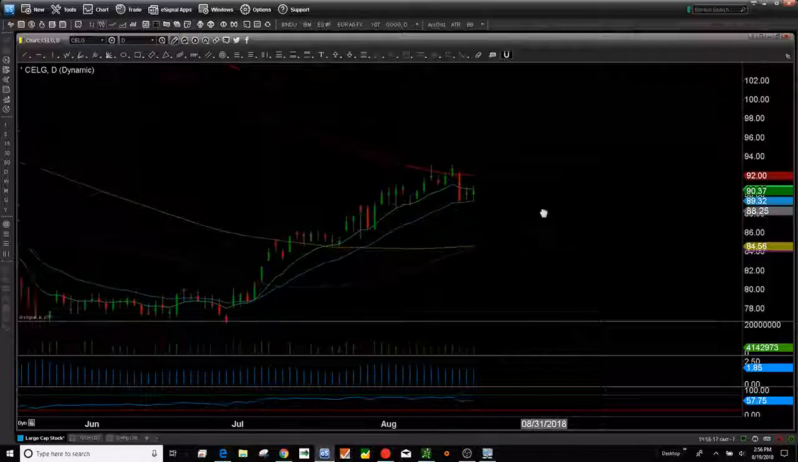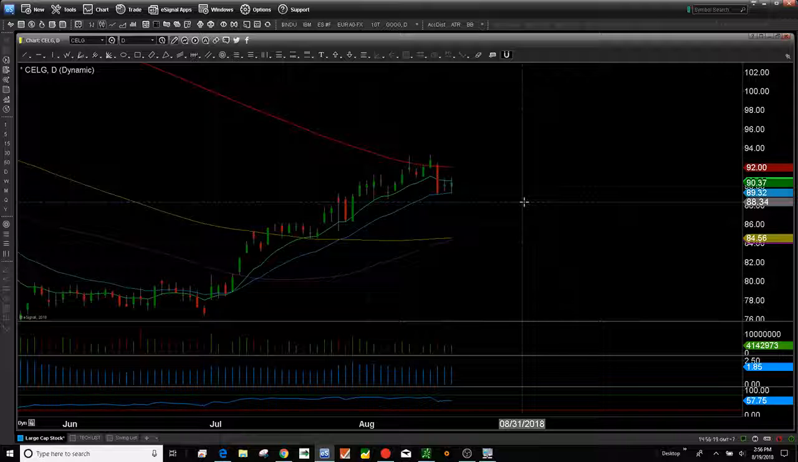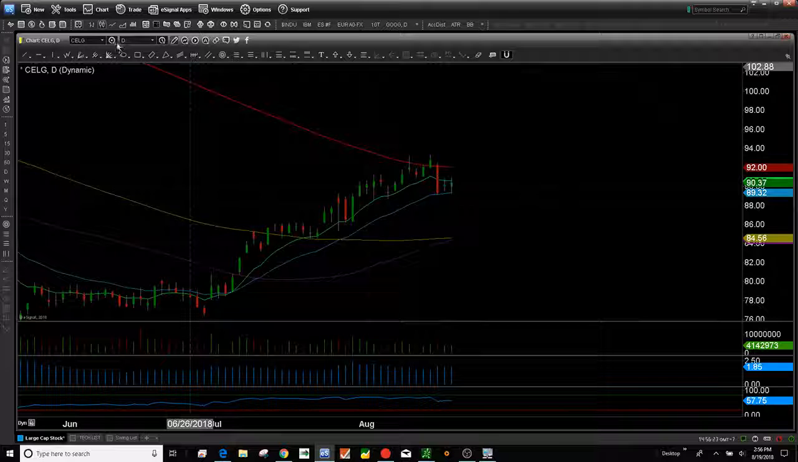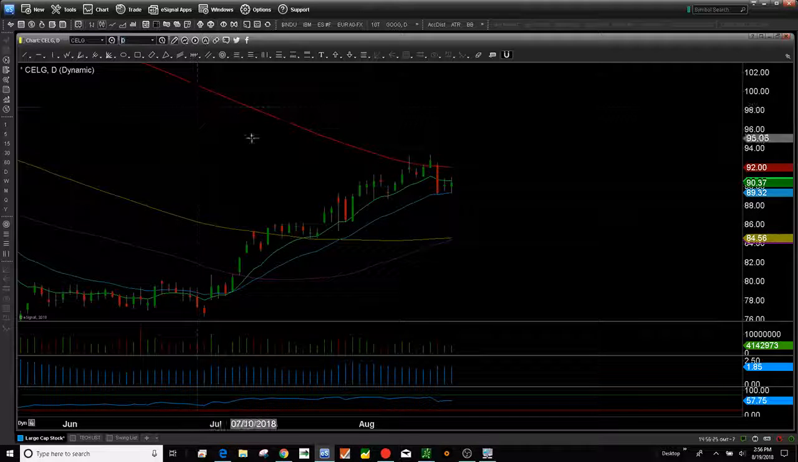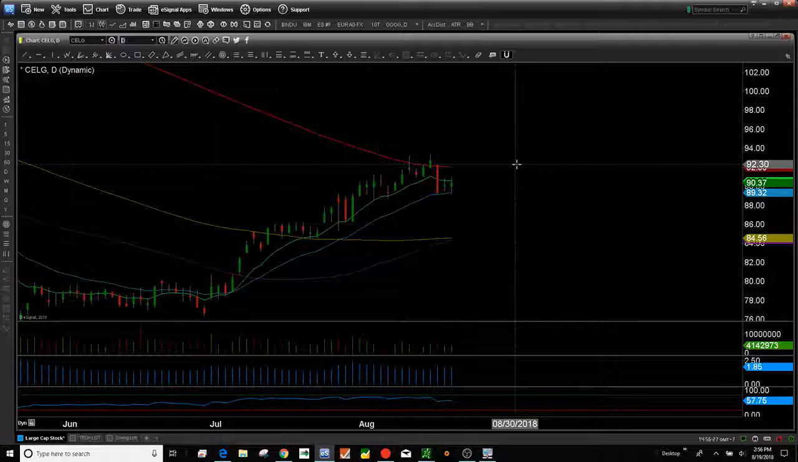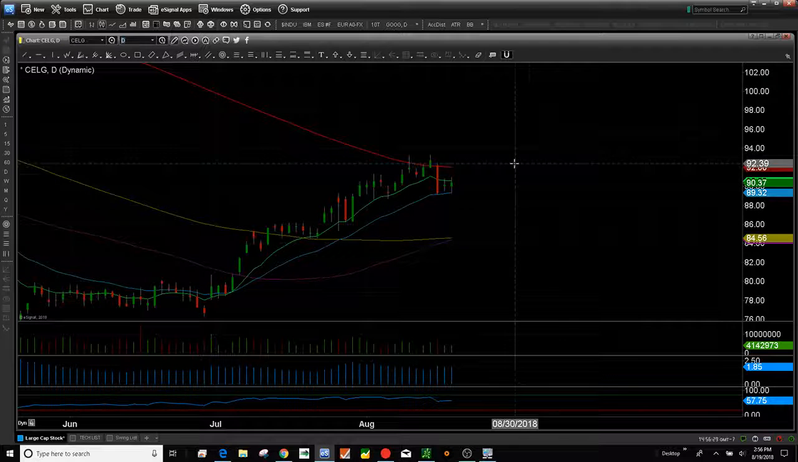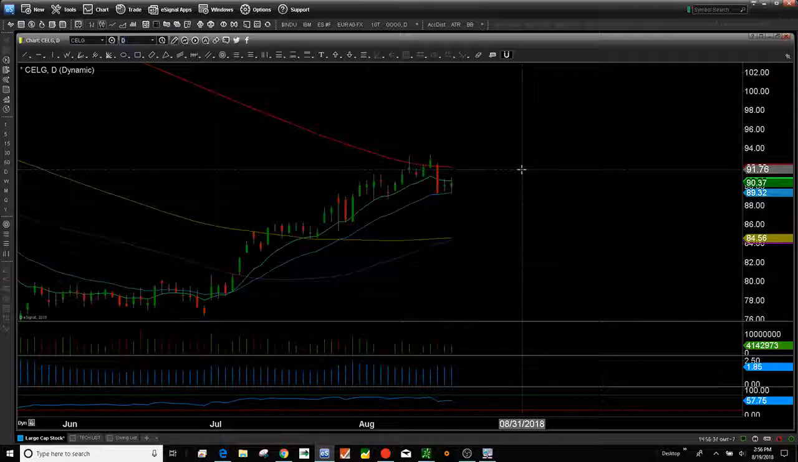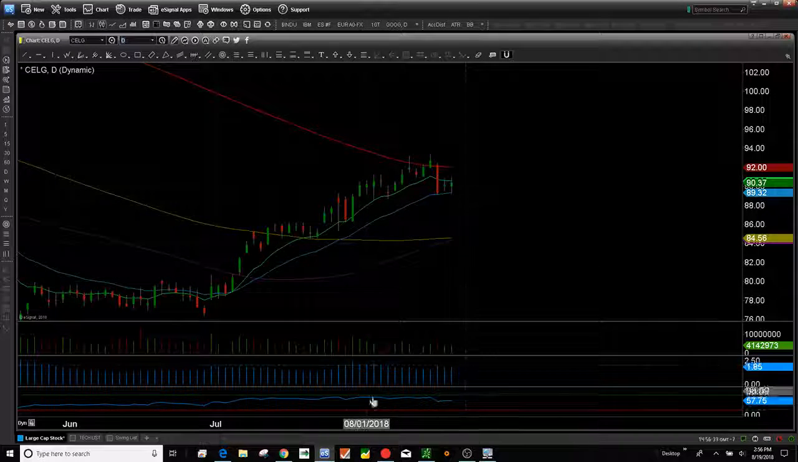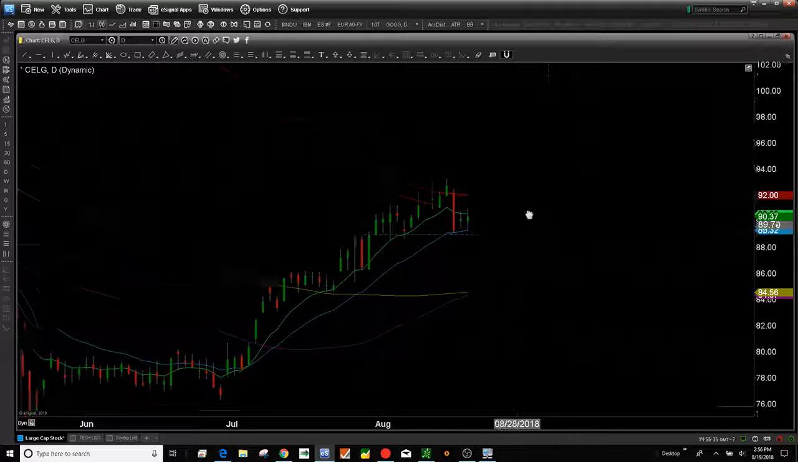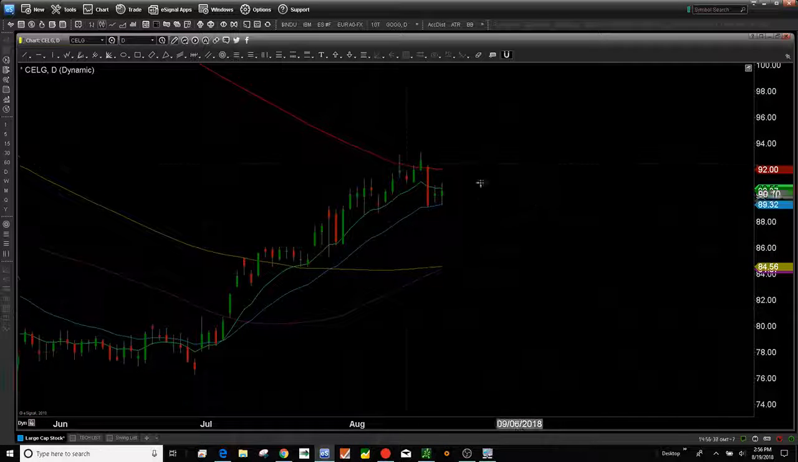Today I'm going to be going over drawing daily levels. This is going to be a daily chart. I'm going to draw daily support and resistance and daily technical lines that you would use for a swing trade. I'm going to get rid of this stuff down here so you just see a nice clean chart.